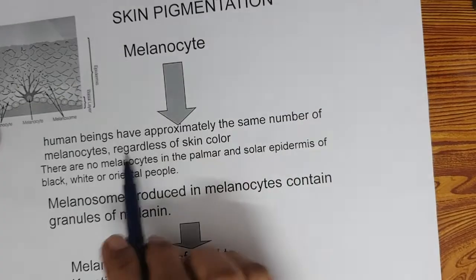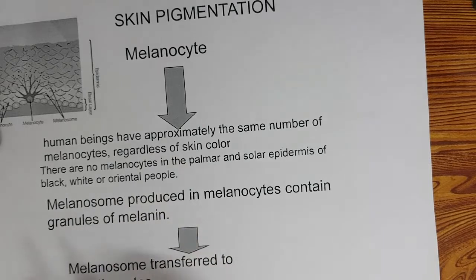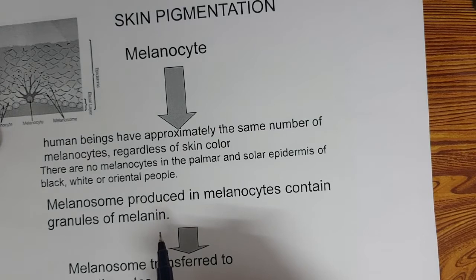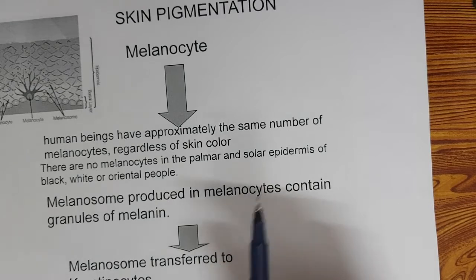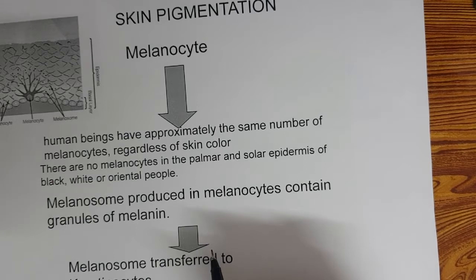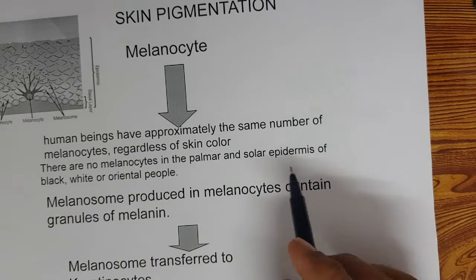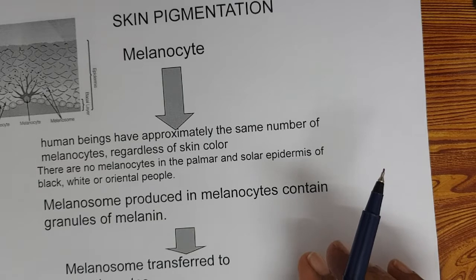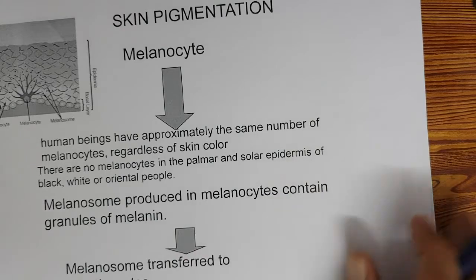Melanocyte, right? Human beings have approximately the same number of melanocytes regardless of skin color. Melanocytes produce melanosomes. But melanocytes are not present in the palms and the soles, right? There are no melanocytes in the palm and the sole epidermis of black, white or oriental people. Nobody has melanocytes in the palm and the sole.